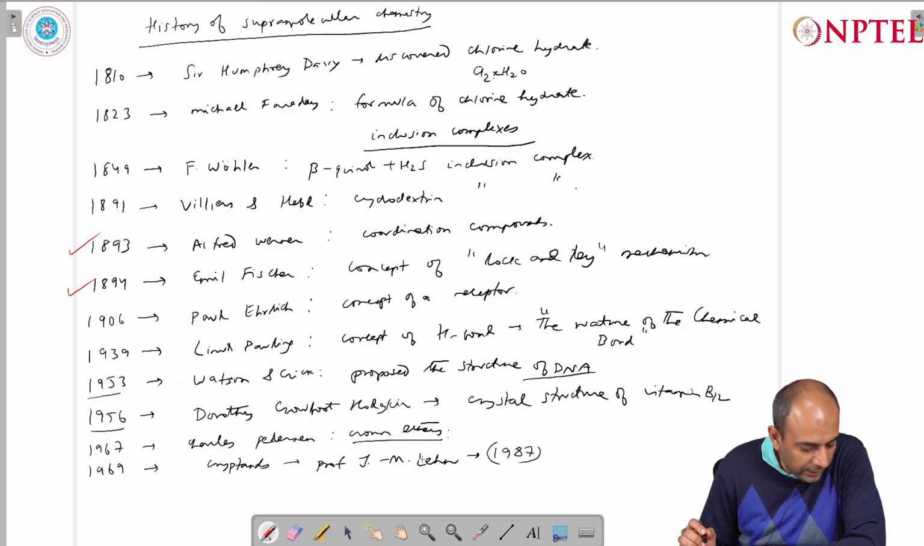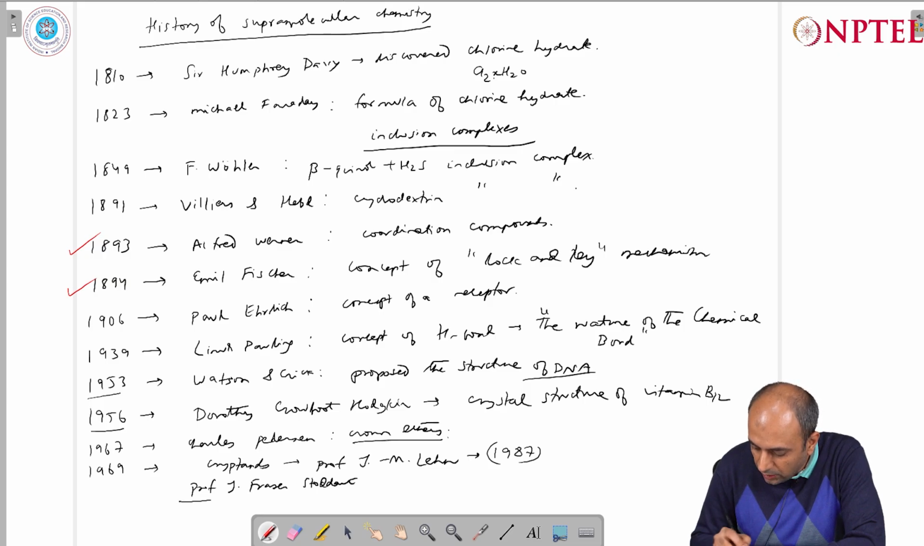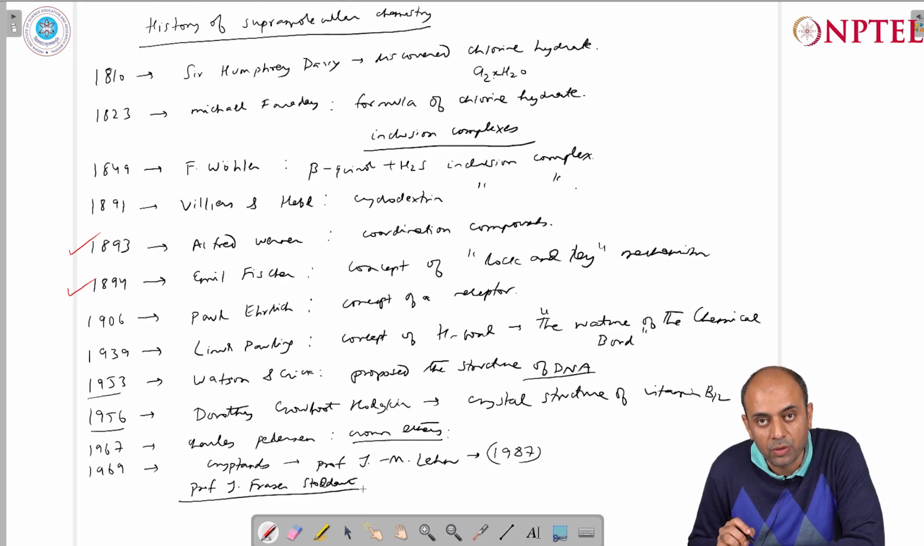And this continued, and there have been many other contributions, and today we also remember a very famous scientist who recently passed away a few days ago, Professor J. Fraser Stoddart. He has also made many pioneering contributions in supramolecular chemistry, and he also got the Nobel Prize in chemistry for his contributions to supramolecular host-guest chemistry.